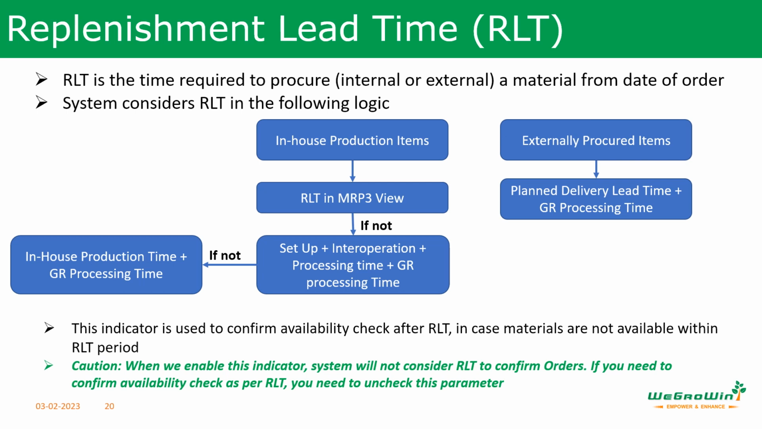For procurement items, the system will take the planned delivery lead time and GR processing time maintained in the MRP2 view. That is how it will take it. Okay, so this is to be clear again.